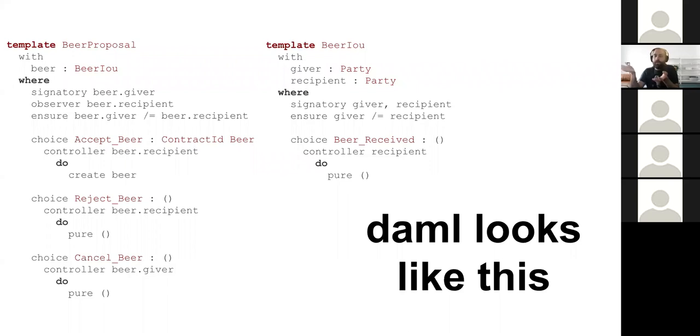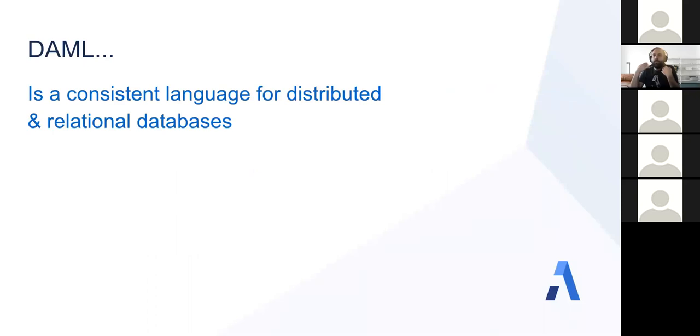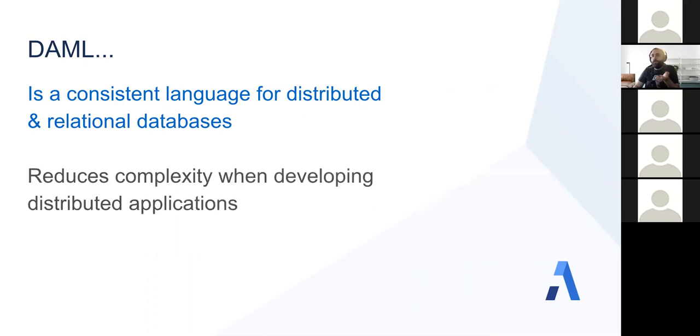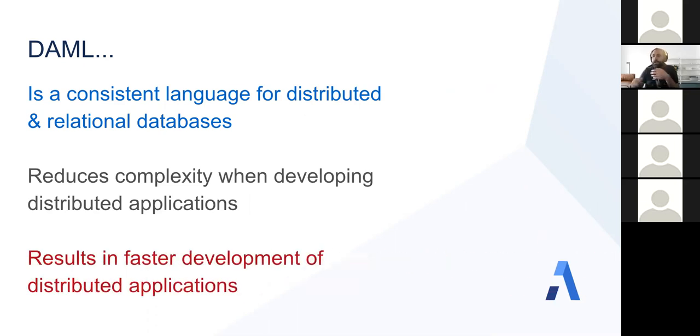Going back here, you not only get your data persistence, you also get your JSON API. You get every way you're going to interact between your backend and your front end, basically for free. So you can think about DAML as a consistent language for distributed and relational databases. If you're programming, you can think about it as reducing complexity when developing these applications. If you're architecting an application or doing project management on one, or you're a decision maker or really anybody, it results in faster development of distributed applications.